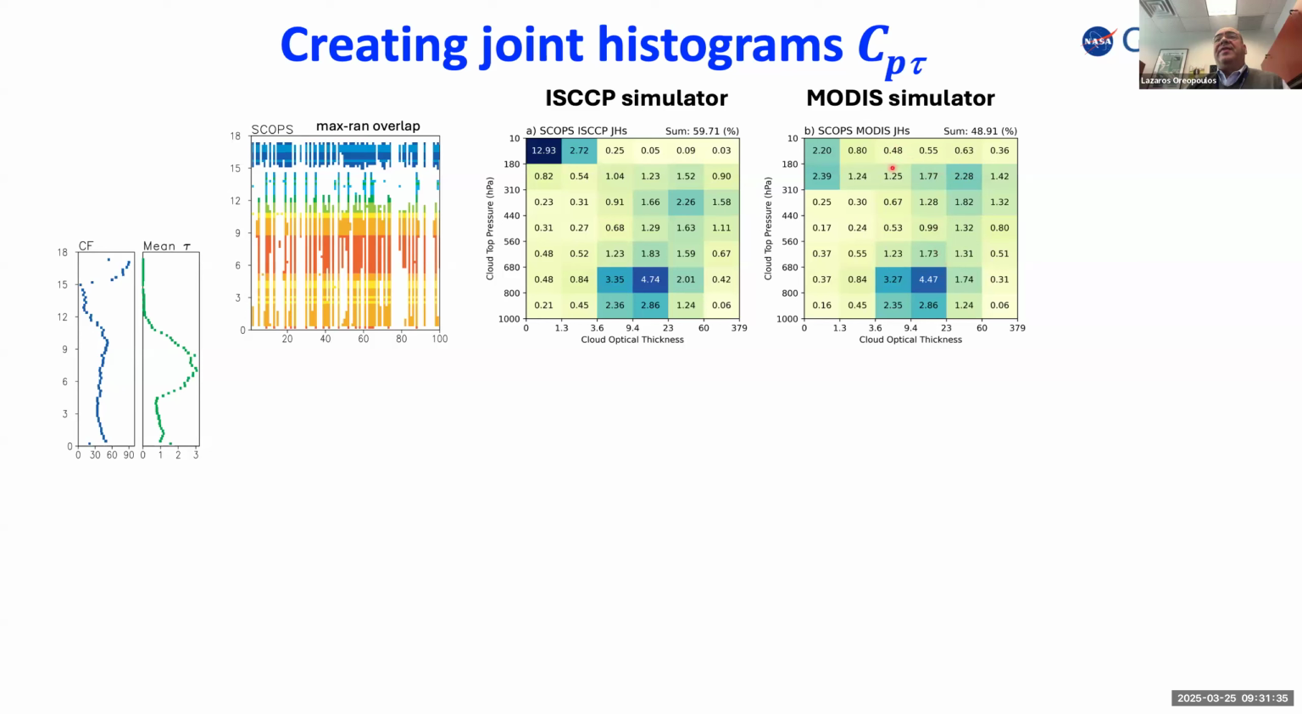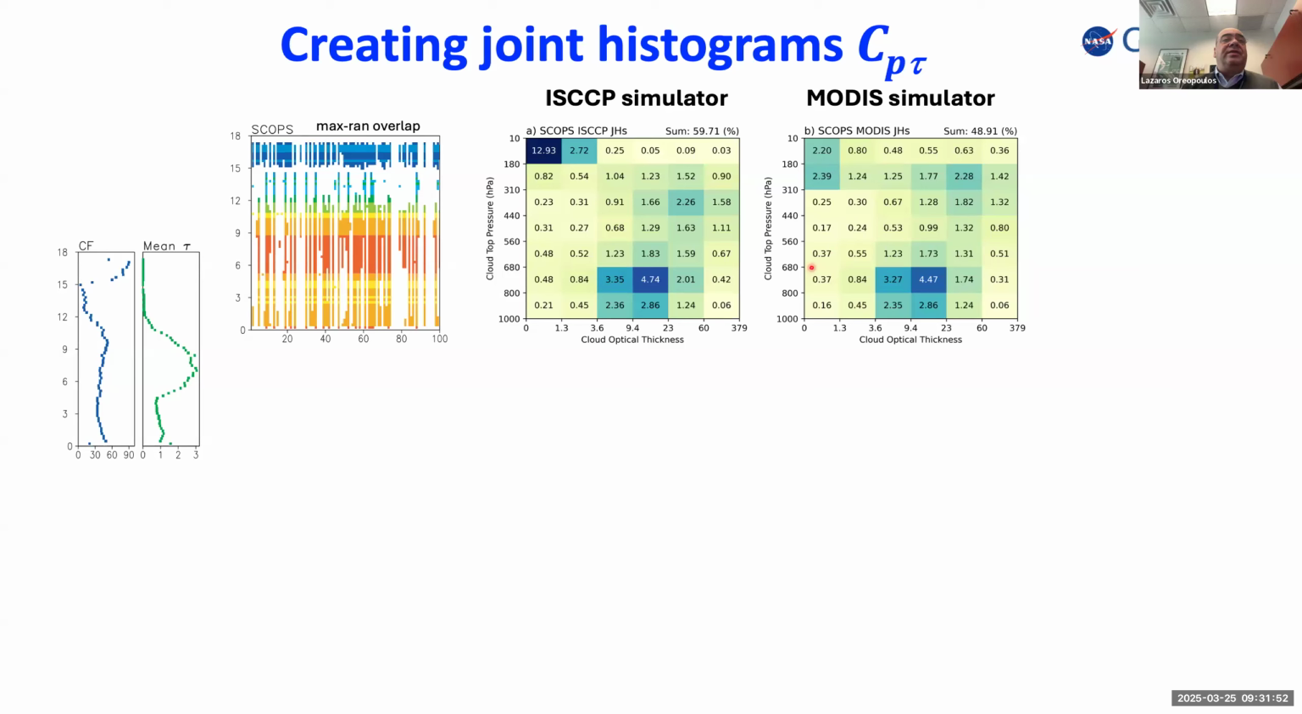The MODIS simulator, on the other hand, has many high clouds elsewhere, not in the thinnest bin. And you would see the overall cloud fraction is quite different. This is because the MODIS simulator ignores everything that's below 0.3 optical thickness.